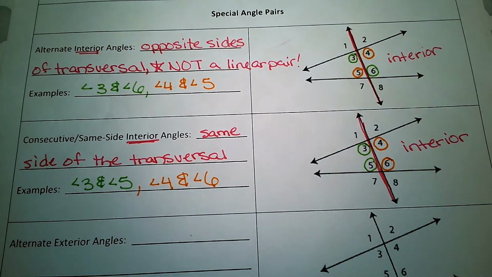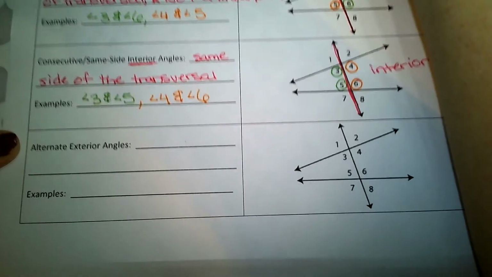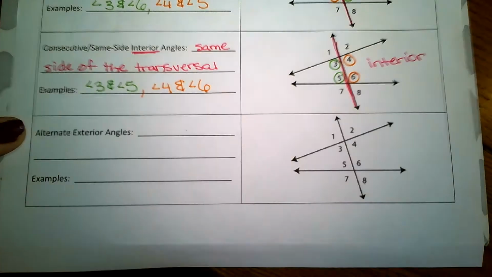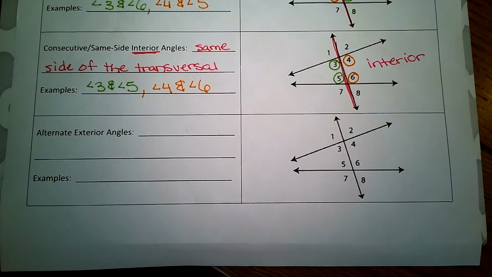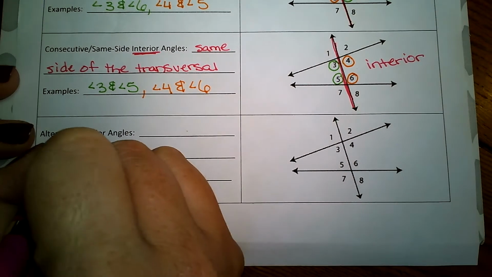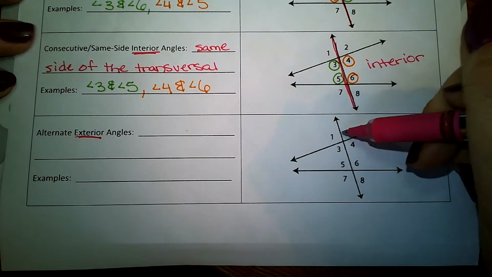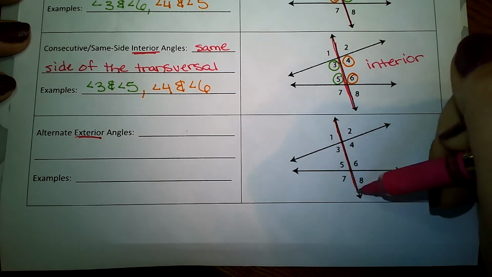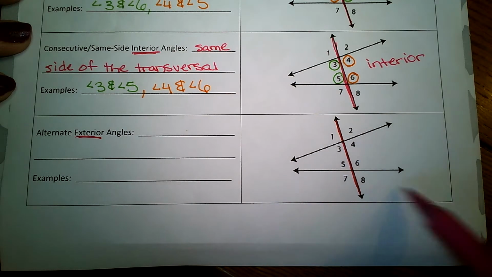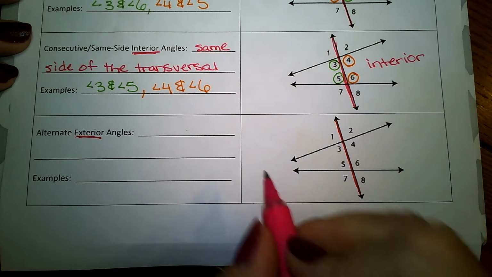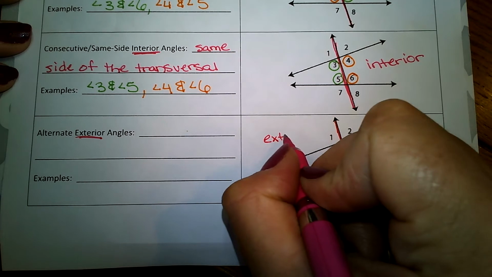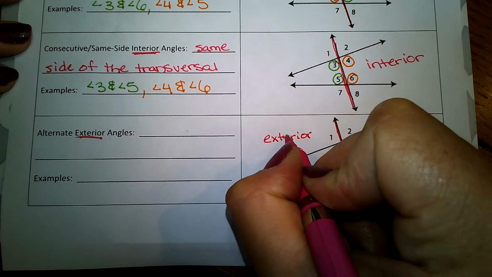The next set we're looking at are called alternate exterior angles. Exterior this time. I'm underlining exterior. So we've got our transversal again. We've got our two lines. Exterior is the space outside of the two lines.